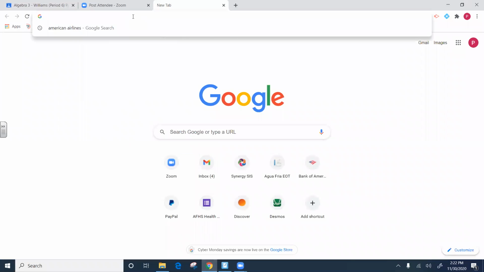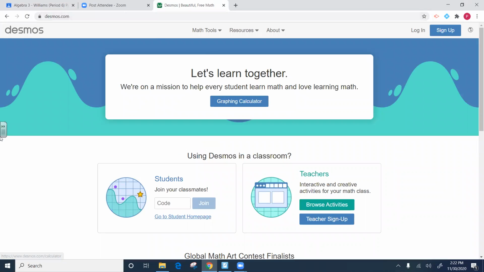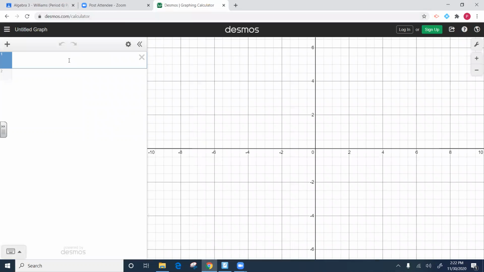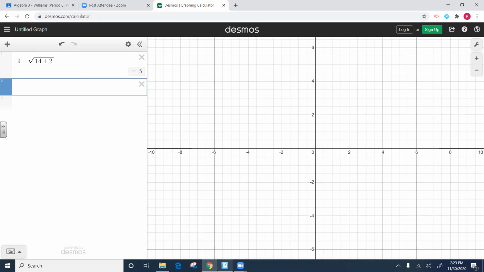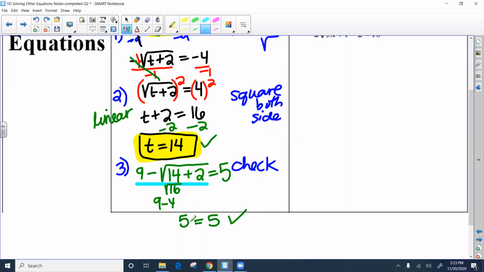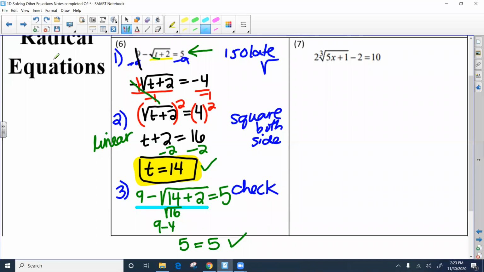An easy one to use is Desmos. So you go to desmos.com. I am sure you have seen Desmos before from Algebra 2. Go to graphing calculator, and I'm just going to type in that left side of my equal sign. It was 9 minus square root, here's the square root, of 14 plus 2. And then that gives us a 5. So rather than doing this arithmetic, I would just know that I have 5 equals 5, and it would work. So feel free to check your solution on a calculator, but don't forget to check your work.